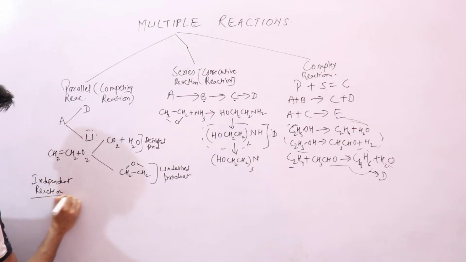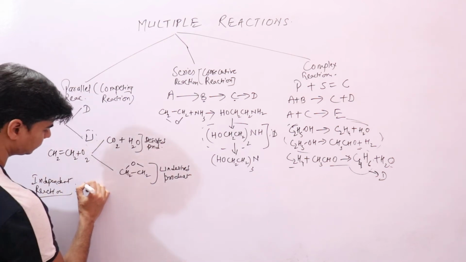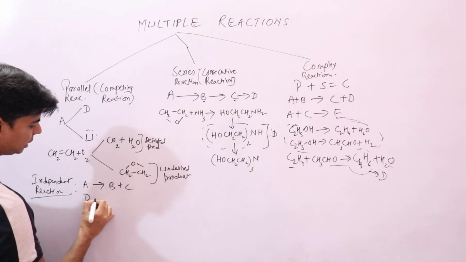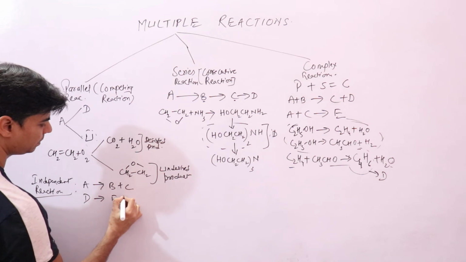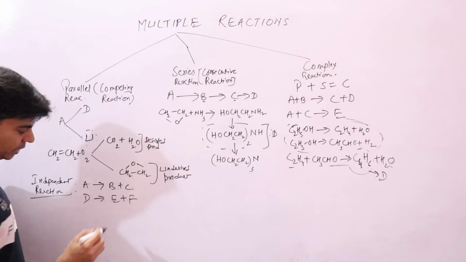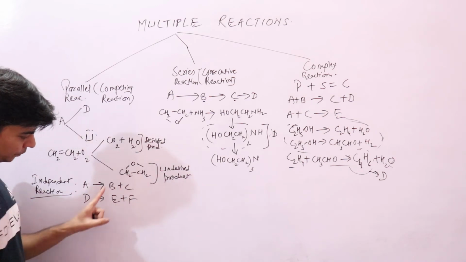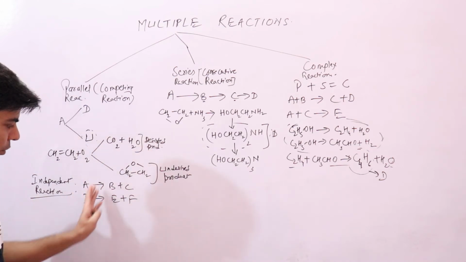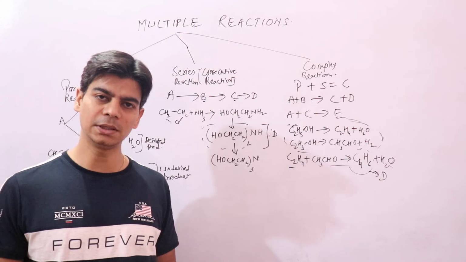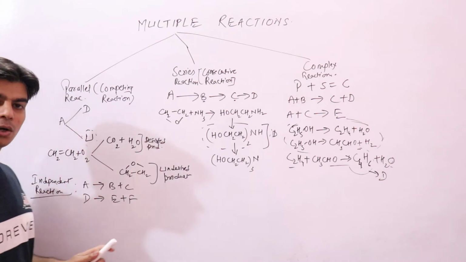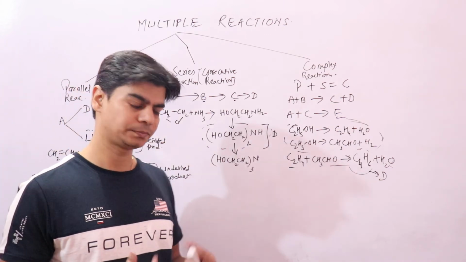Independent reactions. For example, if A is reacting to give you B plus C, and D reacts to give you E plus F. These two are independent reactions, right? And they are giving you products. These products will not react among themselves or with the reactants to give you different products. Basically, in independent reactions, the products and reactants will not react among themselves.